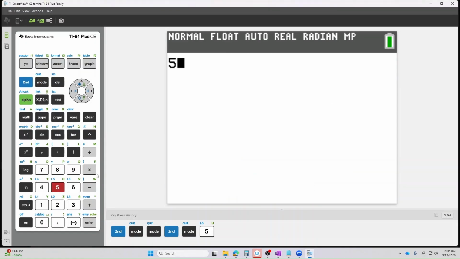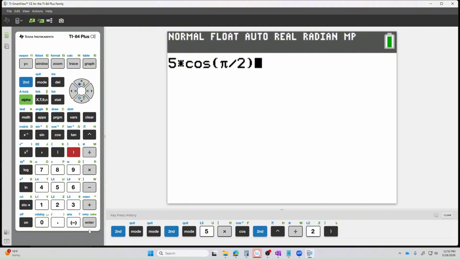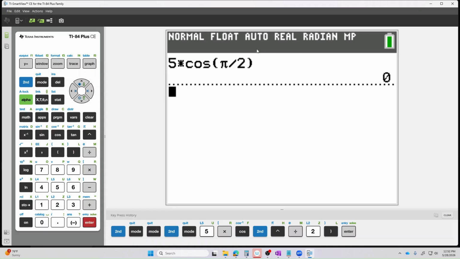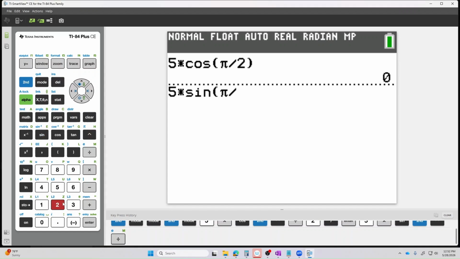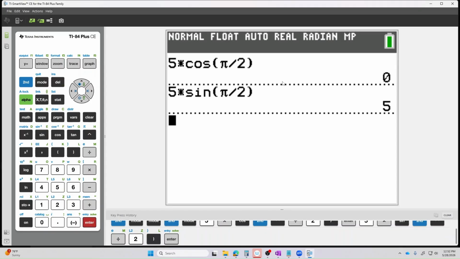And if I go ahead and calculate 5 times cosine of, oh man, I haven't used this calculator in a long time, pi over 2, I get the same x that we found manually, 0. And if I do 5 times sine of pi over 2, here's the same y that we found manually, 5.